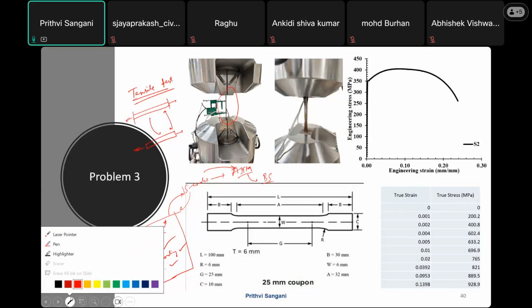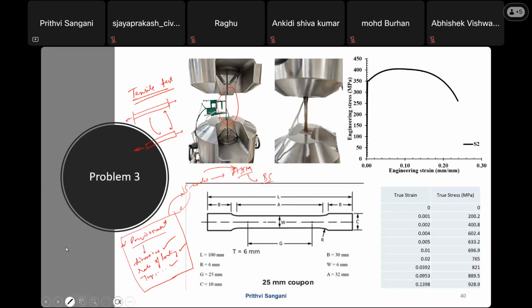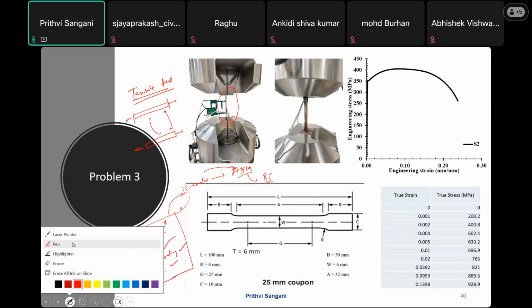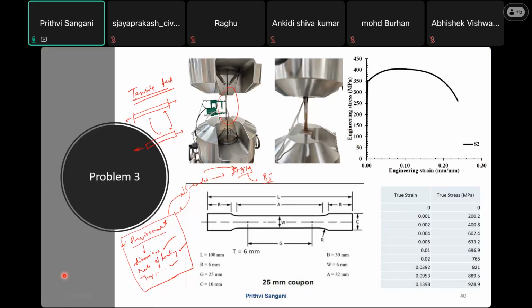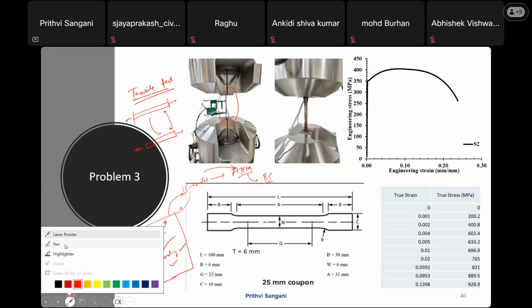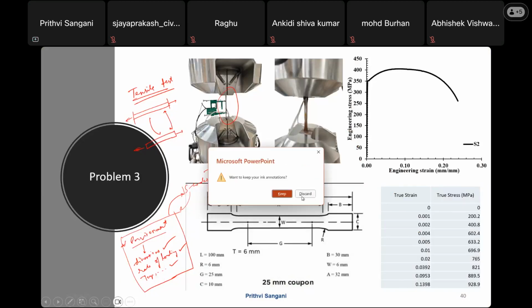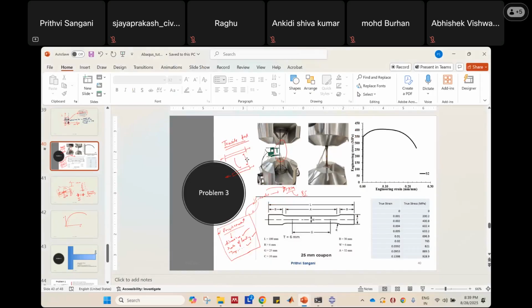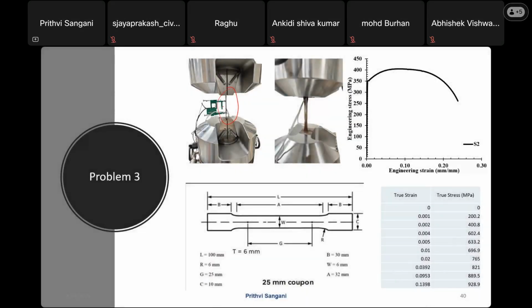So you can see these coupons. This part is a coupon, a real coupon, and this is the drawing of the coupon. This drawing is as per ASTM standard. To be precise, it is the ASTM E8 standard.